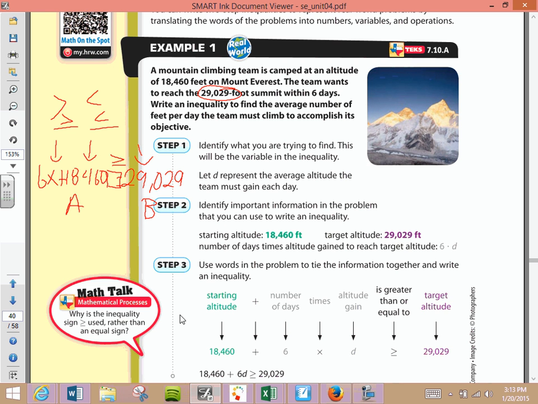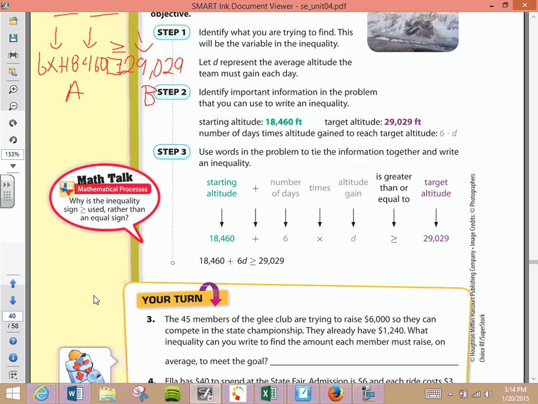But you have to understand what they're talking about. Otherwise, this will make absolutely no sense, and you're going to get every single one of them wrong because you can't just create the equation anymore. You have to make sense of it. Let's do a couple more.